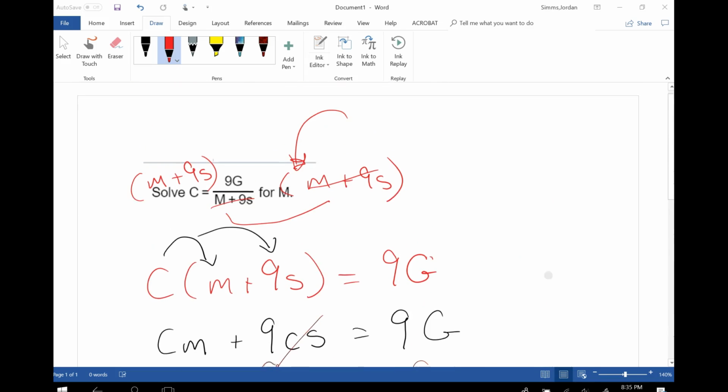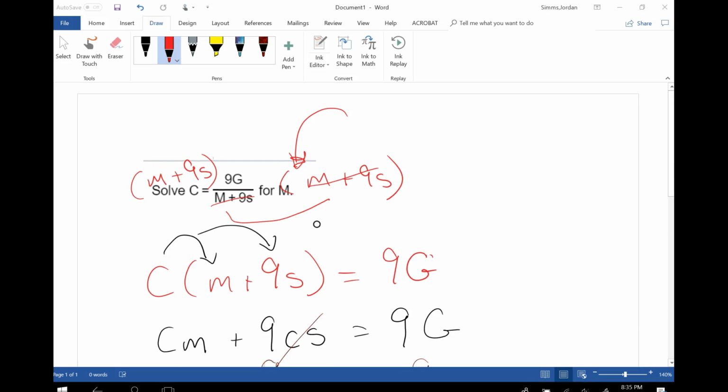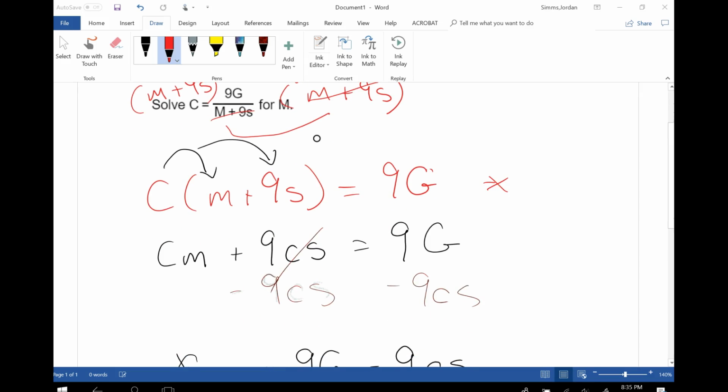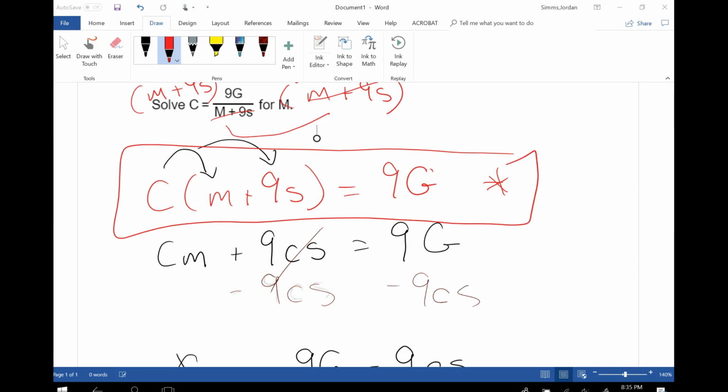So always, it doesn't matter what you get. It doesn't really matter where the variable is that we're going for. Always just get rid of the fraction. Whatever is on the denominator, multiply that whole mess by both sides, and you get to this point right here. And when we get to this point, there's no fractions, and you can proceed just doing some order of operations stuff.